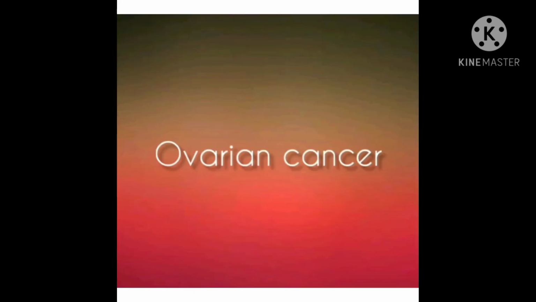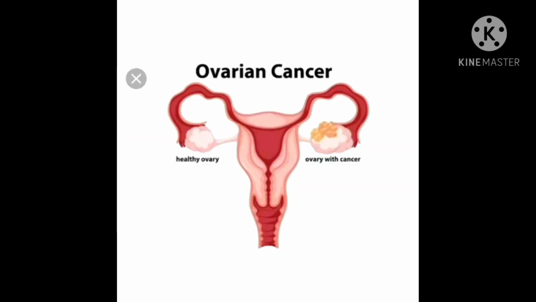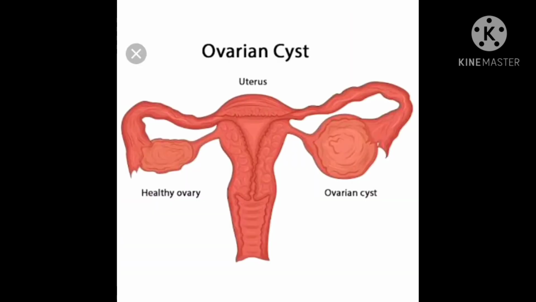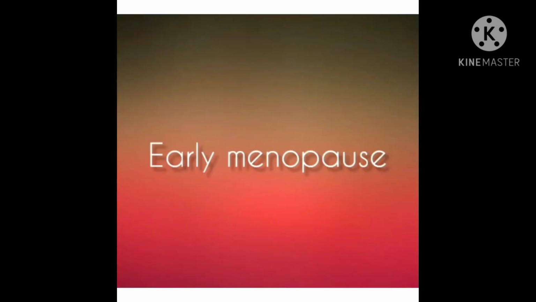Disorders of ovaries. Ovarian cancer. Cancers that begin in the female organs that produce eggs, or ovaries. It often goes undetected until it has spread within the pelvis and stomach. Ovarian cysts. Ovarian cysts are fluid-filled sacs or pockets in an ovary or on its surface.